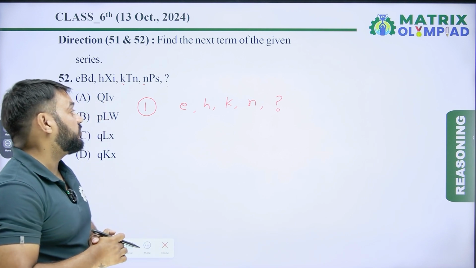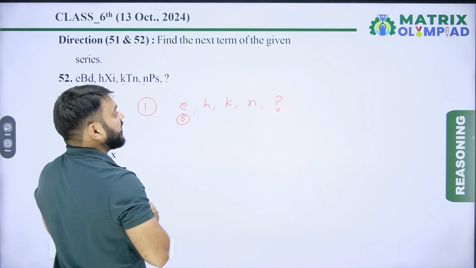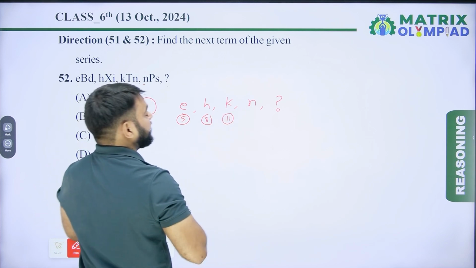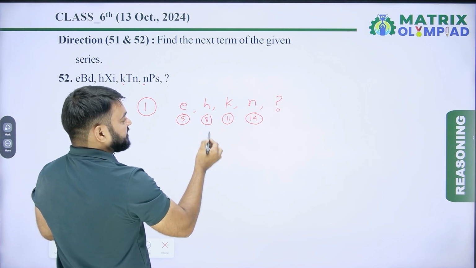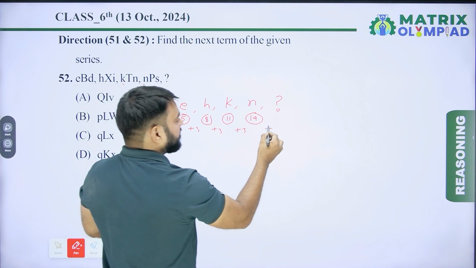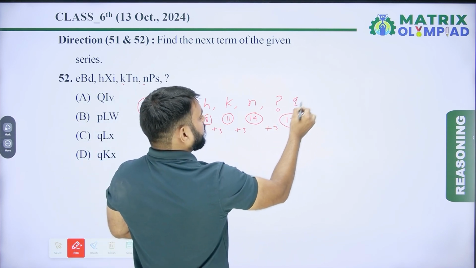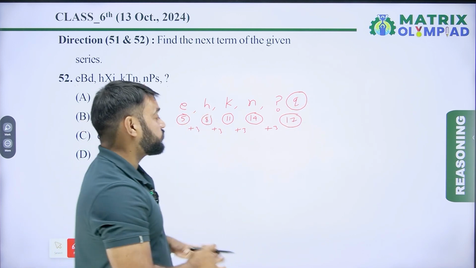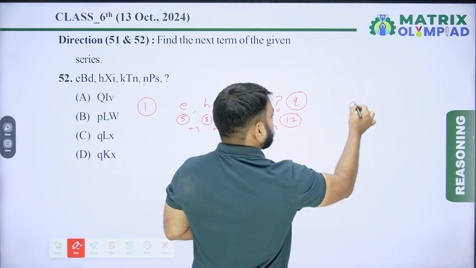So find the pattern of the given series. The place value of E is 5, place value of H is 8, place value of K is 11, place value of N is 14. So the pattern is 5 plus 3, it means 8. 8 plus 3, it means 11. 11 plus 3, it means 14. Now similarly 14 plus 3, it means 17. So now here small q, because the place value of q is 17 in the English alphabet. So the first missing alphabet is small q.